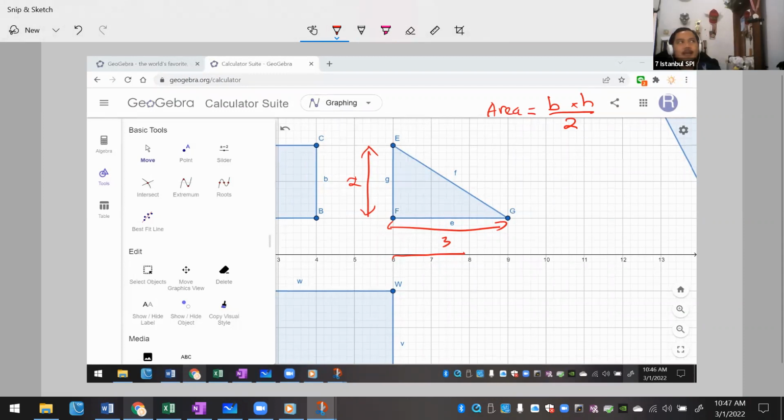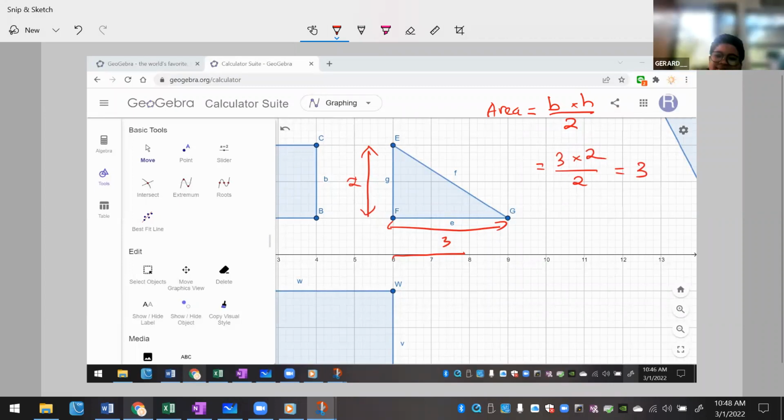Okay, just remember that when we're talking about area, most of the time we will multiply instead of adding, right? And we know that the base is 3 and the height is 2, and divide that by 2. 3 times 2 is 6, 6 divided by 2 equals 3, gitu ya. Thank you, Kiara.